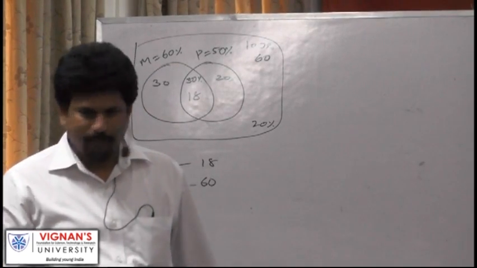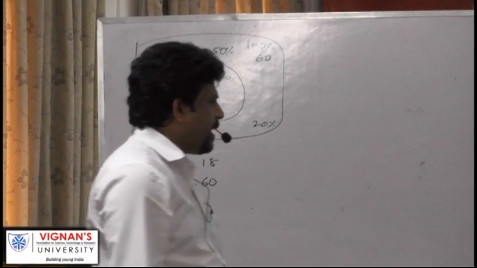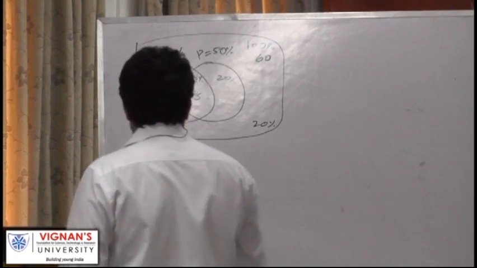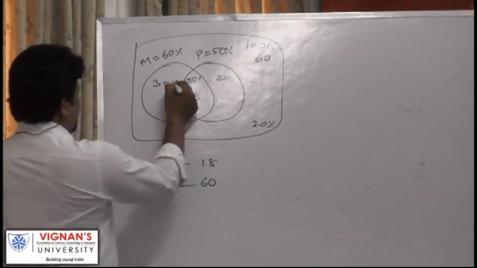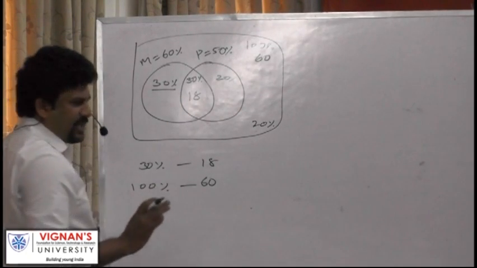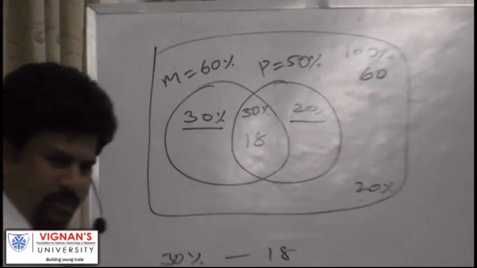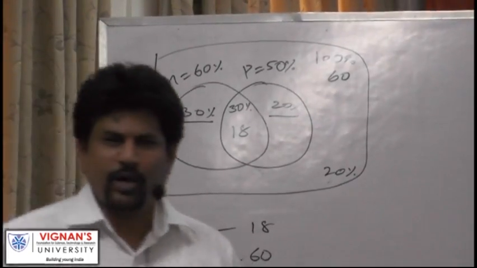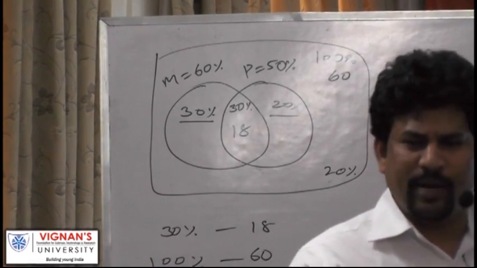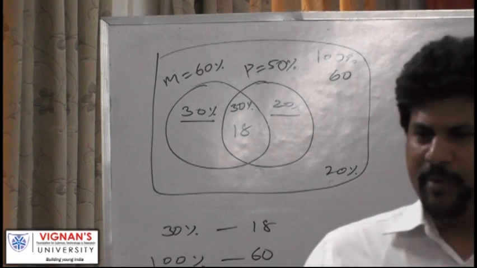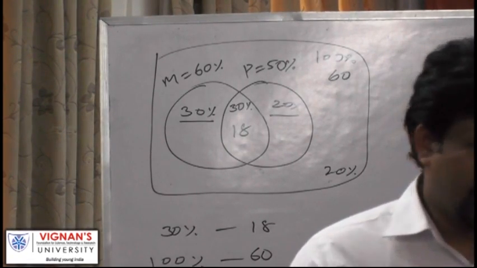Right? Don't waste time. Next one, number of students who passed in exactly one subject. Exactly one subject. This 30 passed in exactly mathematics, only mathematics, and this 20 passed only in physics. So total what percent of the students passed in exactly one subject? 50%. What is 50% of 60? 30. That is your answer.